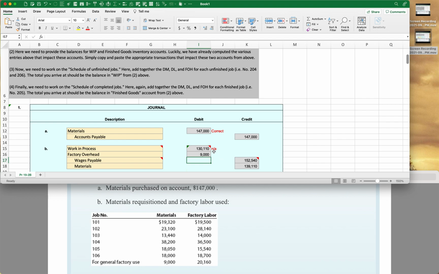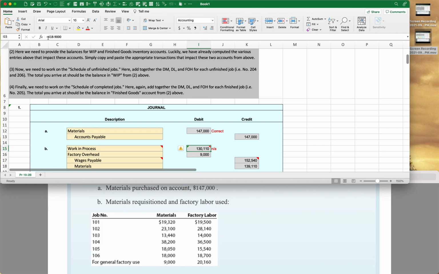Now this is not going to match because we're still missing the factory labor component. So again, I'm going to take the addition of all of these items, which is up here already in wages payable, and I'm going to subtract the 20,160 component to arrive at just the direct labor from job 101 through 106. And I'm going to put that here in the work in process section.